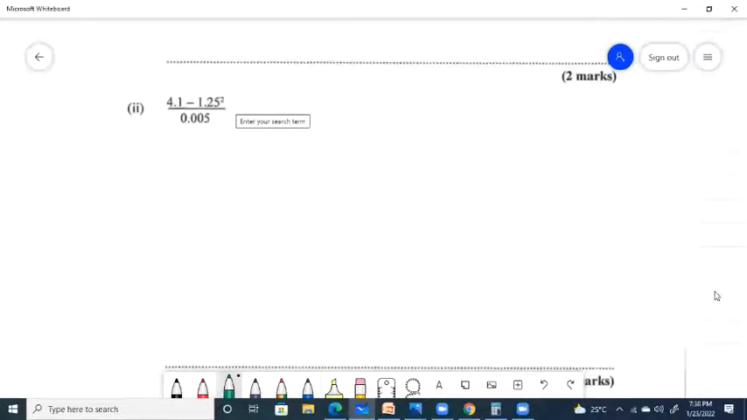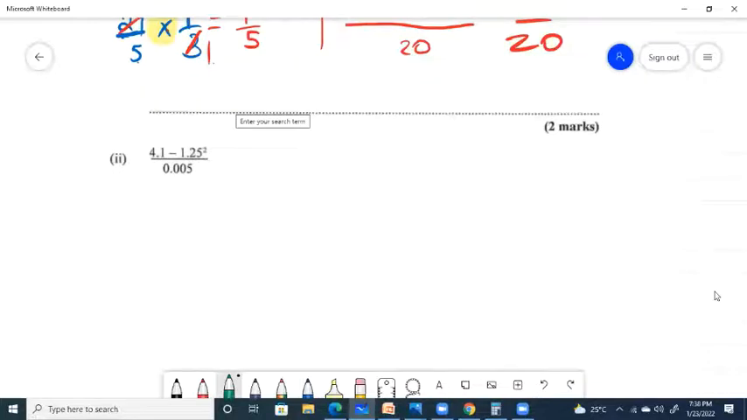All right, so 4.1 minus 1.25 squared, all over 0.005. So let's go for it. 4.1. We're going to use our calculator to do this. Hold on, guys. Let me just give it a second. All right, it's gone. So we're going to write back the 4.1 minus, and you're going to put together this on your calculator now: 1.25 and you square it.